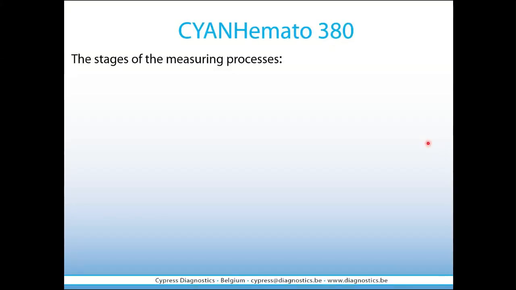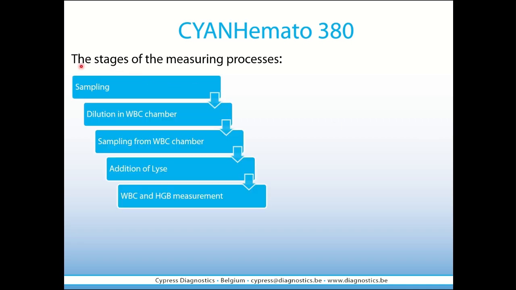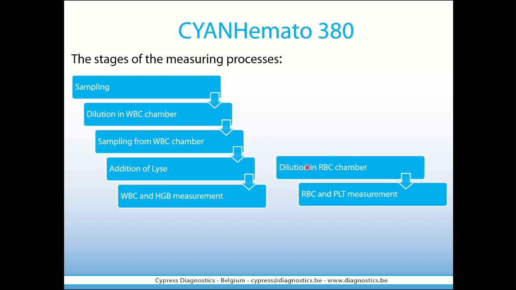The stages of the measuring process are as follows. First, the needle goes into the sample tube and aspirates a small volume of blood. Then, this blood is diluted in the white blood cell chamber. The needle now aspirates a small portion of this diluted blood sample and moves toward the red blood cell chamber for a second dilution in the red blood cell chamber.